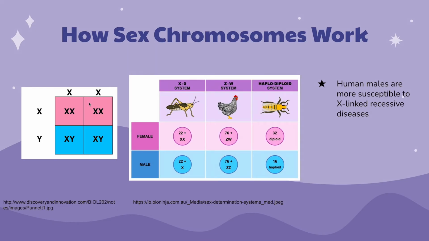Okay, so the first thing I'll explain is how sex chromosomes work. This is how sex is determined in organisms, and in humans, females have 2 X chromosomes and males have 1 X and 1 Y chromosome. What this results in is that human males are more susceptible to X-linked recessive diseases. And here's why. If you look at the inheritance of a female, they get 2 X chromosomes. The X chromosome in humans is much larger than the Y chromosome, and it's the one that has most of the genetic information. And the human male only has 1 X chromosome.